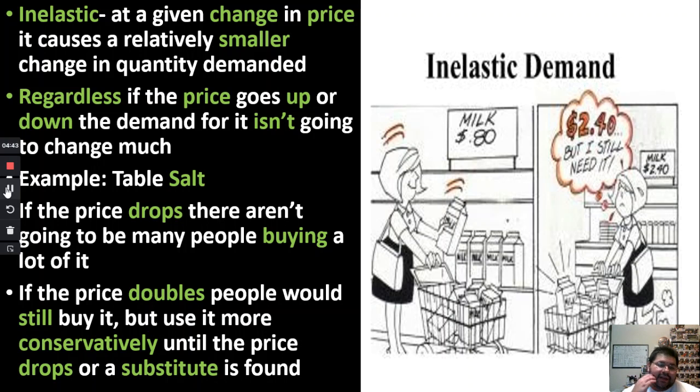So a thing like table salt is a great example. You put salt in your food, things like that. But here's the thing: if the price for a can of salt is like $20, you're still going to buy one because you need it for your food. So you're going to be like, well, we'll buy it, but we won't be overpowering the food with salt. We'll use it very conservatively, as little as possible.